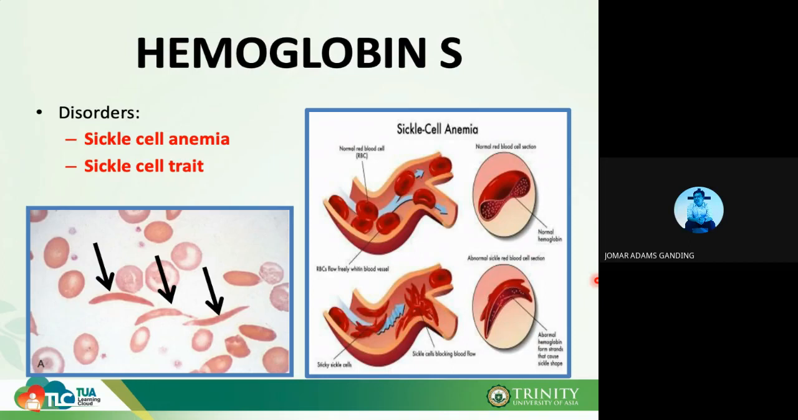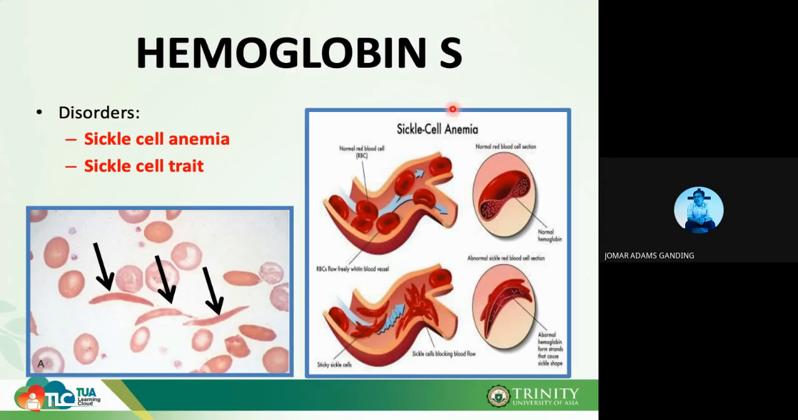So of course, your RBC in hemoglobin S are characterized to have sickle cells. You can also see target cells every now and then. Since this is anemia, you would eventually see nucleated RBC. There are also cases of polychromasia. Bakit po may polychromasia, sir? Because it is a type of anemia, so your body would try to produce or release reticulocytes earlier.